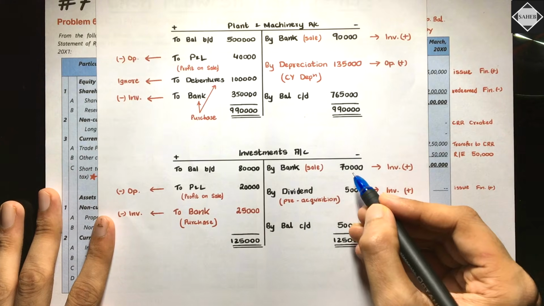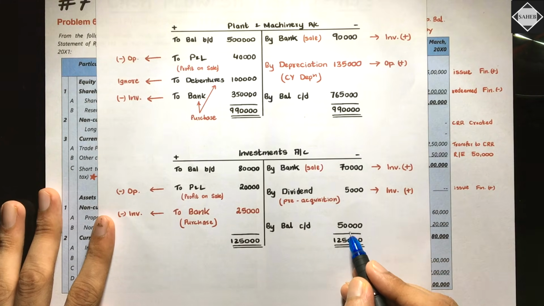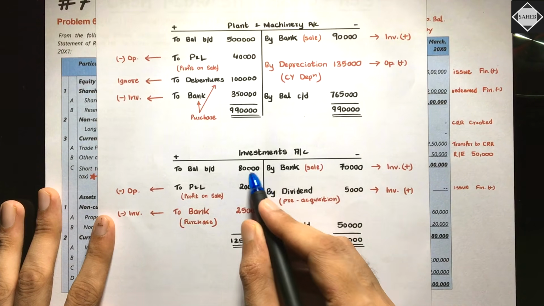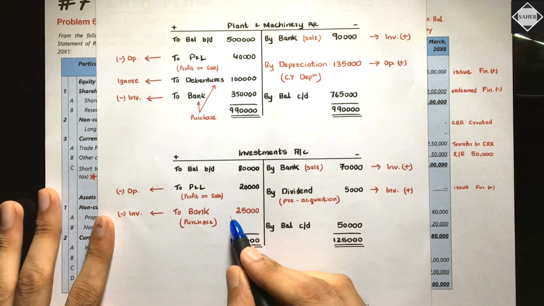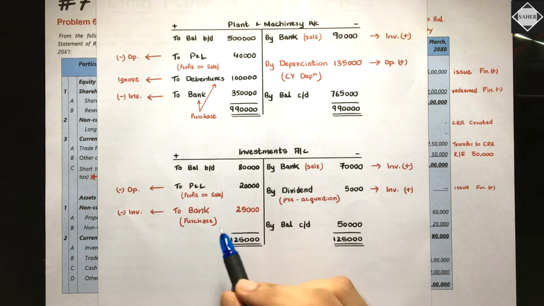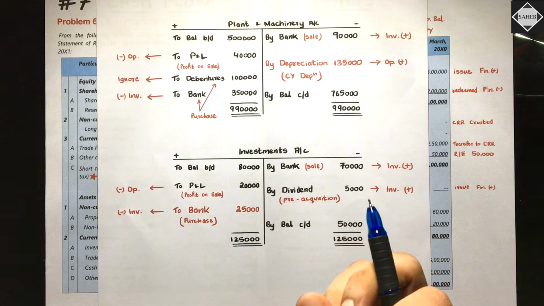Then you will balance this account. 70,000 plus 5,000 plus 50,000, that's equal to 1,25,000. Okay, 1,25,000 over here as well. 1,25,000 minus 20 minus 80, that's equal to 25,000. So you have a balancing figure on the debit side. So what does that mean? Balancing figure on the debit side? It means you have purchased more investment, isn't it?